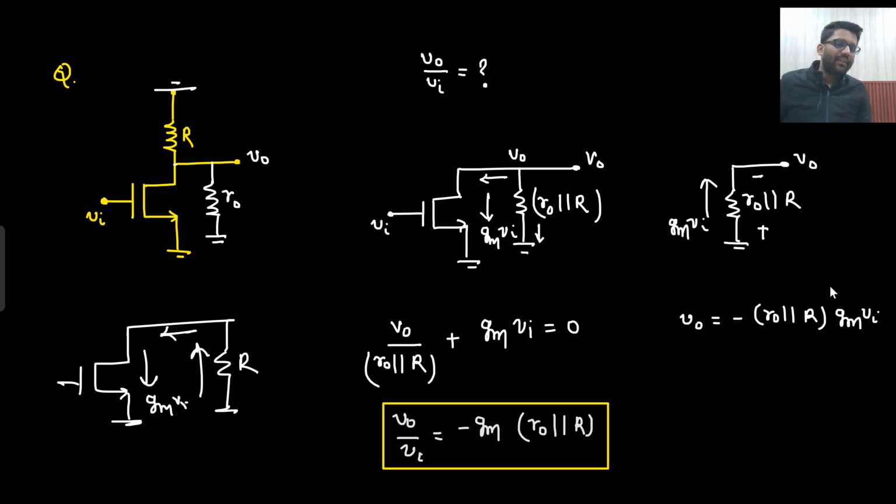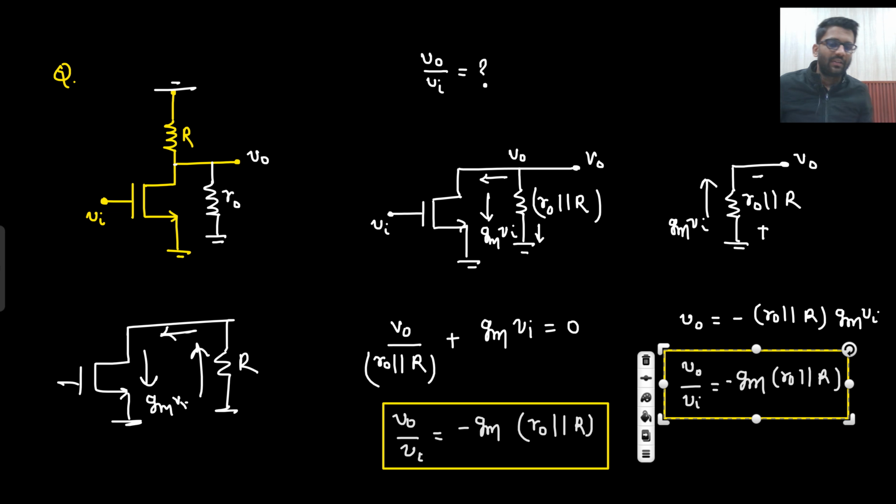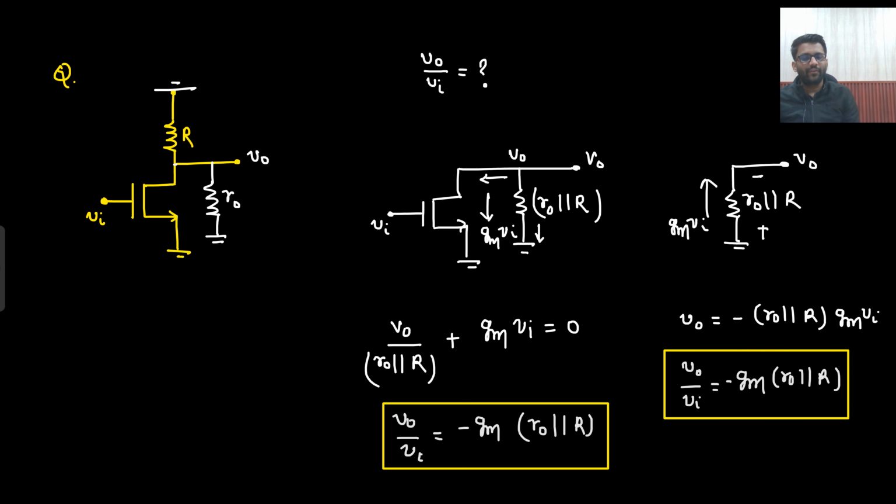Voltage will be current into resistance. So voltage will be R0 parallel with R into Gm Vin. So what will be your V0 by Vin? That will be equal to minus Gm times R0 parallel with R. That will be your V0 by Vin. So this is how I will be solving the examination. Are you getting this point? Like n number of ways are there. I am just telling you all the possibilities which you can use in the examination.